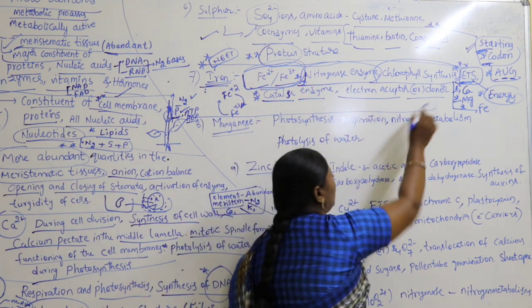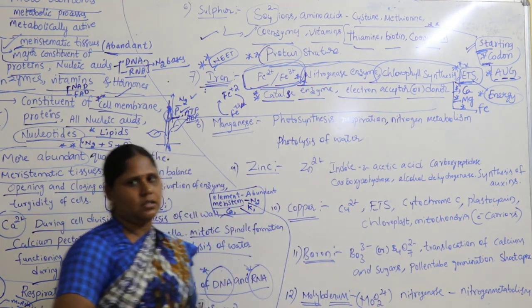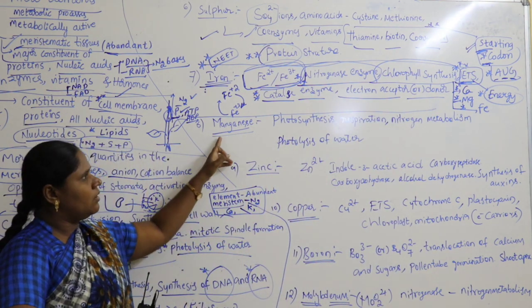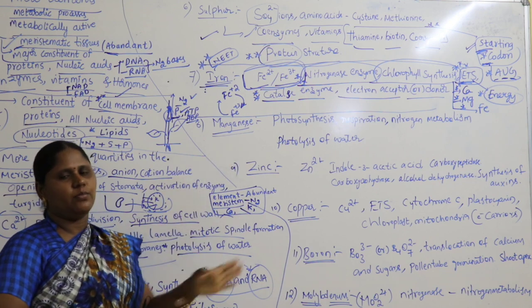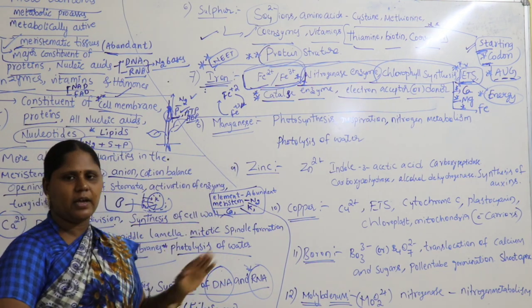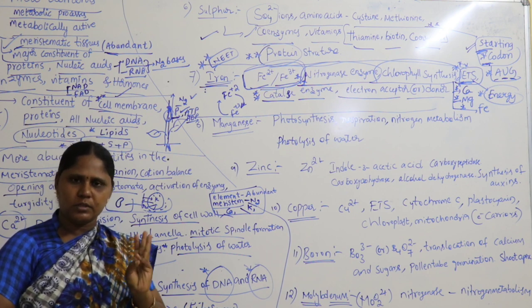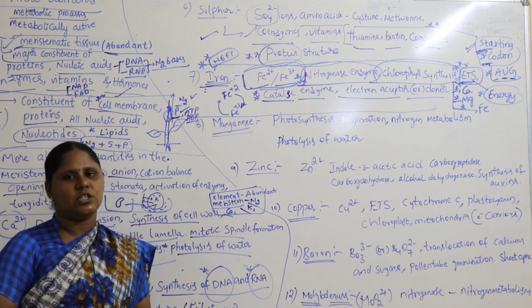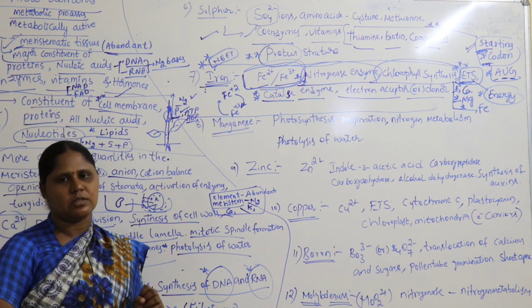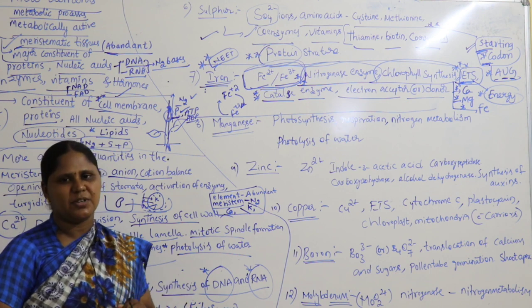Now let us go with manganese. If you take manganese, it also plays an important role. If you look at most of the elements, the major metabolic processes are two. What are they? Photosynthesis and respiration. These are the major metabolic processes, of course along with transpiration, right.